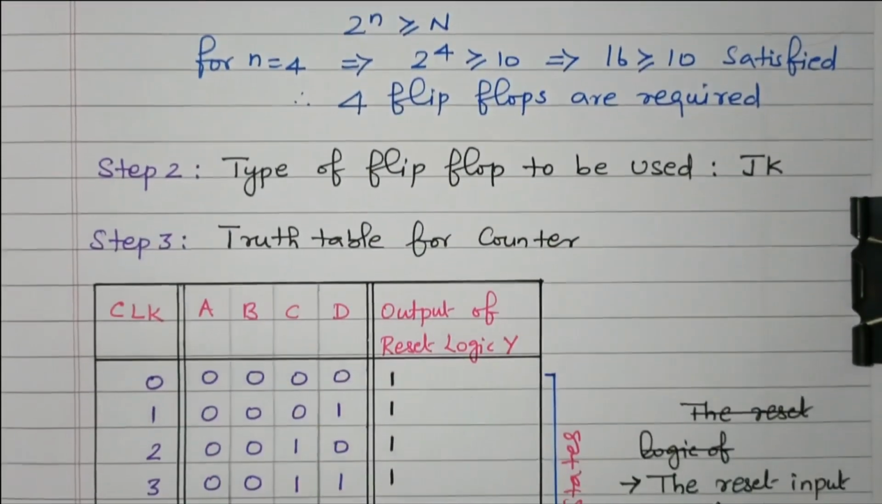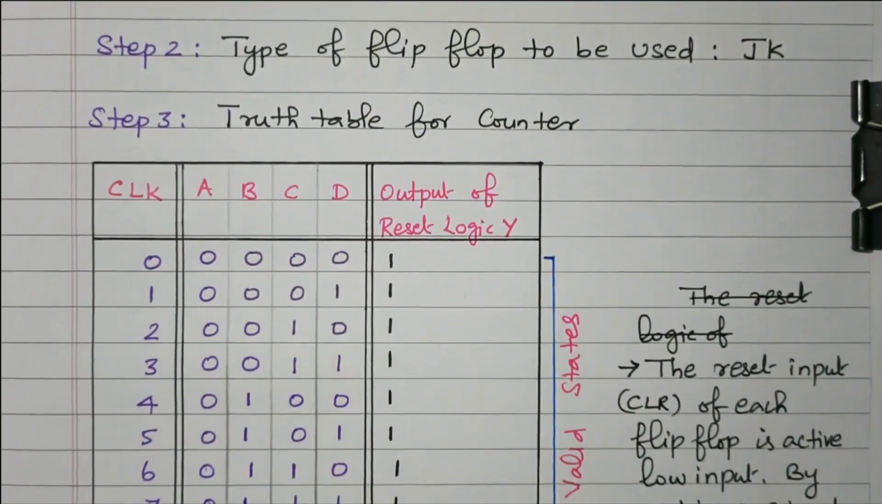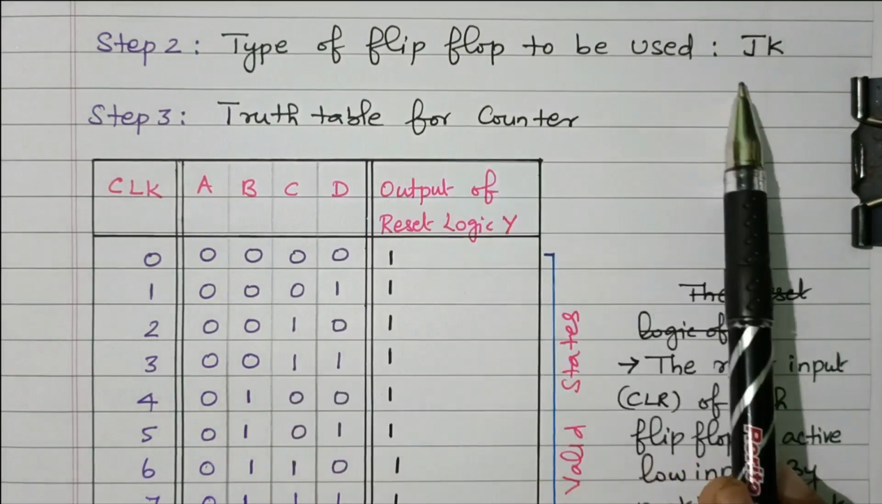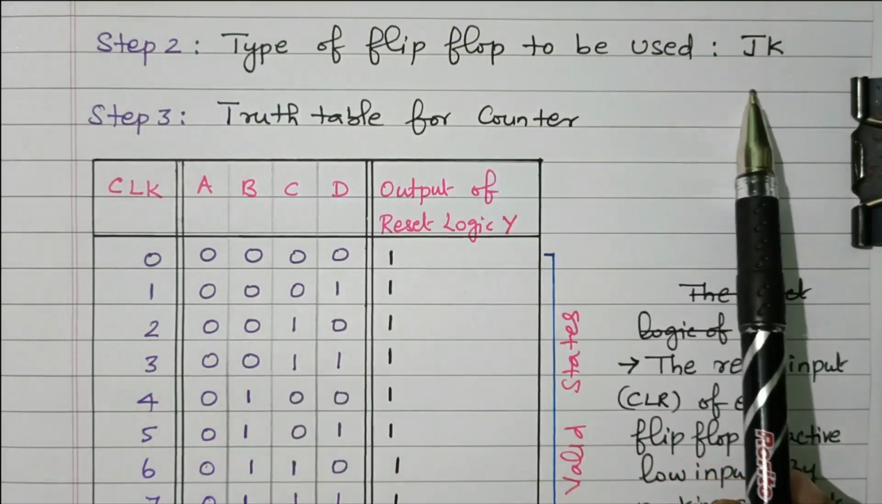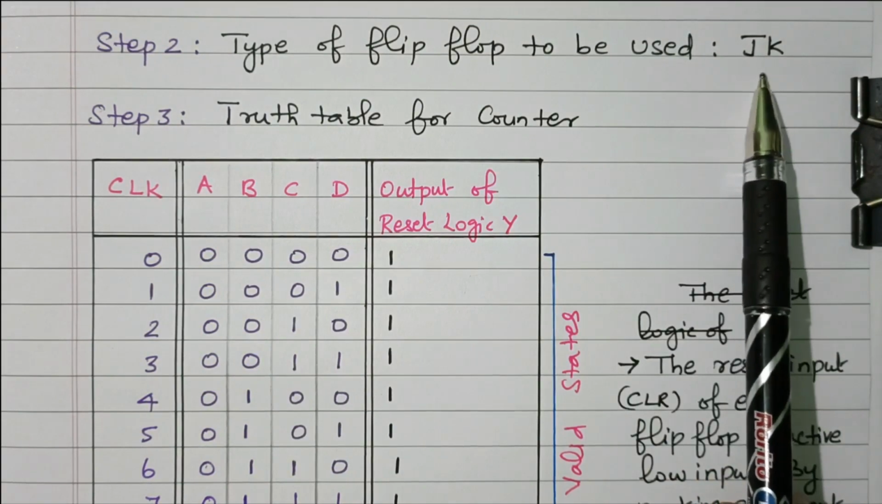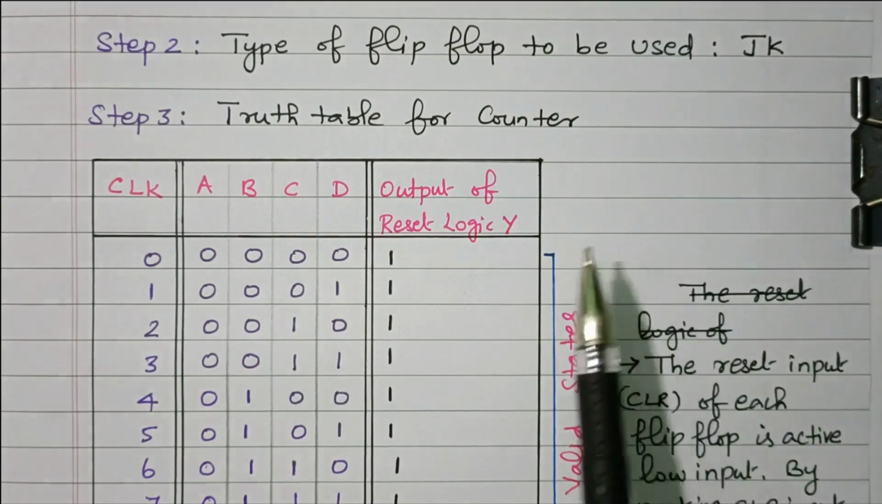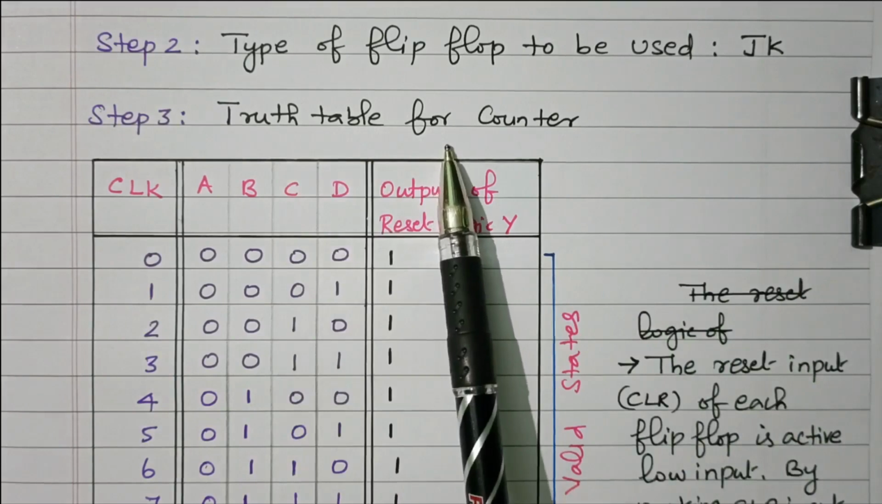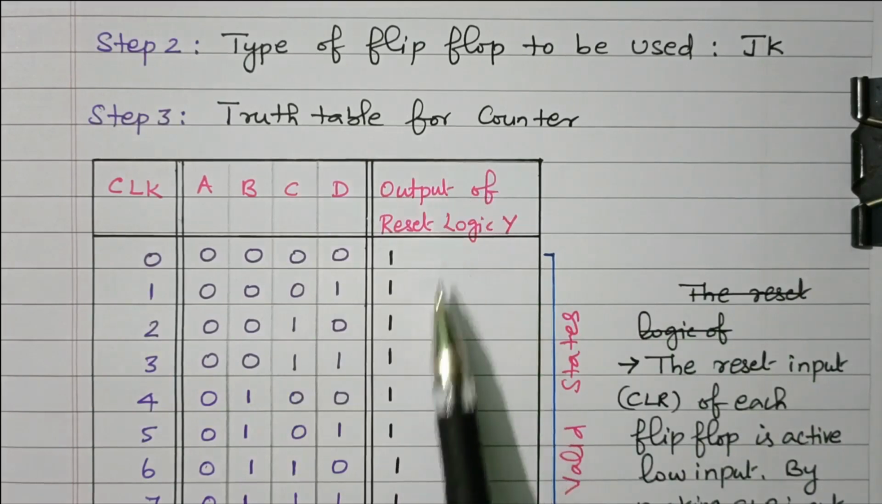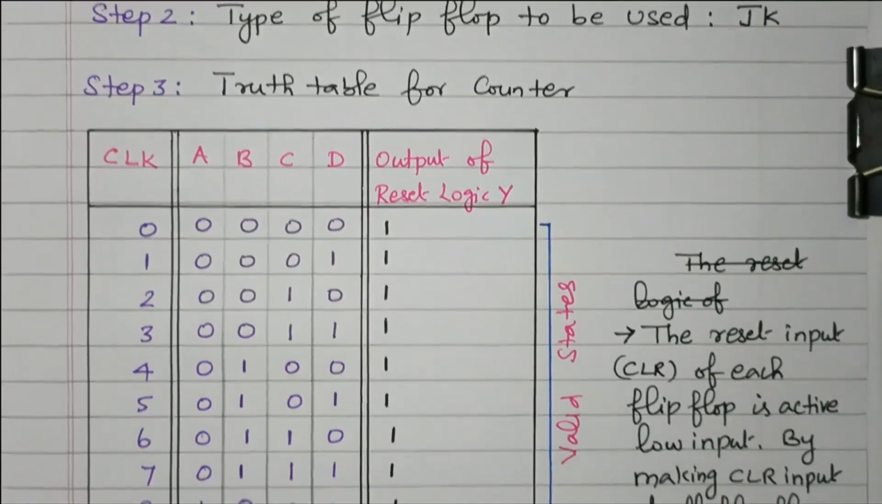The second step is the type of flip-flop, which type we are going to use. In this problem, it is clearly given: JK flip-flop. If it is not given in the problem, we can decide according to our wish. But here it is clearly given JK flip-flop. Now we need to go for the truth table for the counter, that is the mod 10 counter. Based on the given problem, we need to identify the truth table.